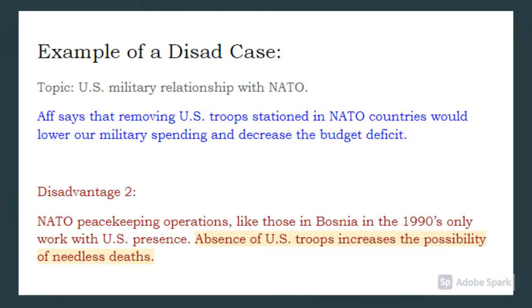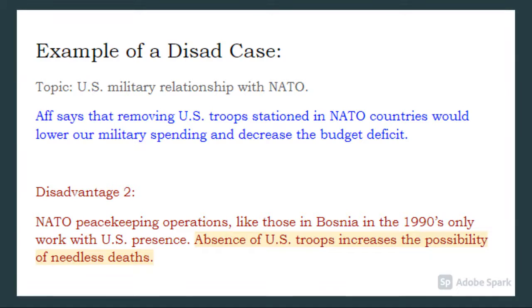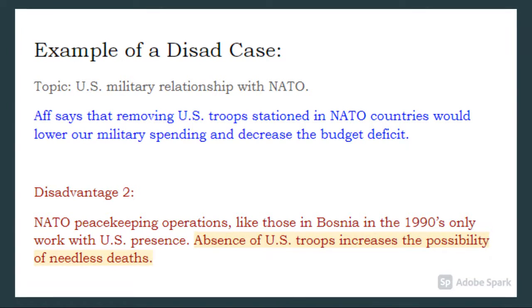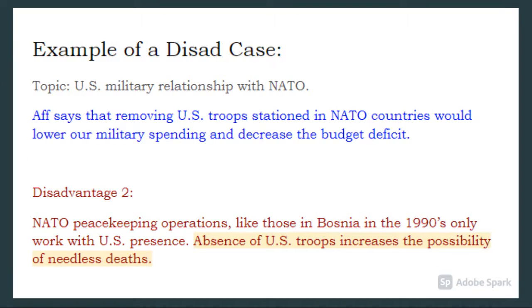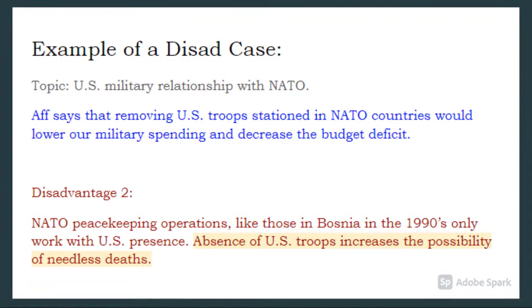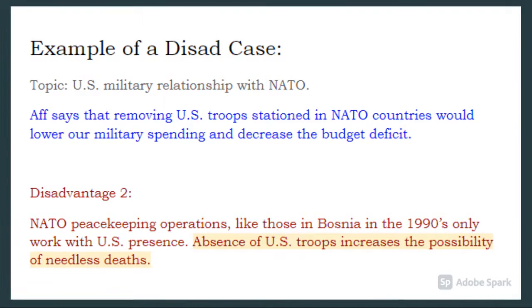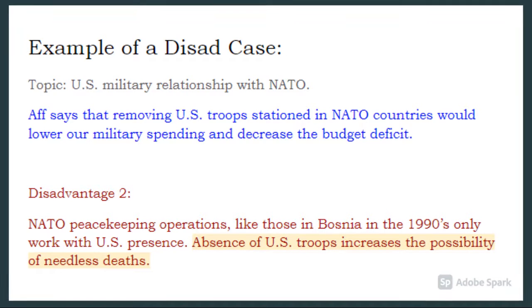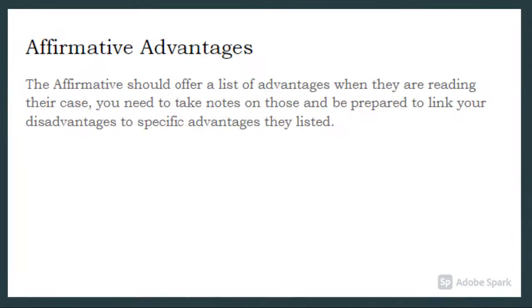With that same topic, another way that you could run a Disad is saying something like NATO peacekeeping operations, like those in Bosnia in the 1990s, only work with U.S. presence. So the absence of U.S. troops increases the possibility of needless deaths. You're saying that the number of deaths that would occur by us leaving is way more important than any money that we would be able to generate by saving money on troops.